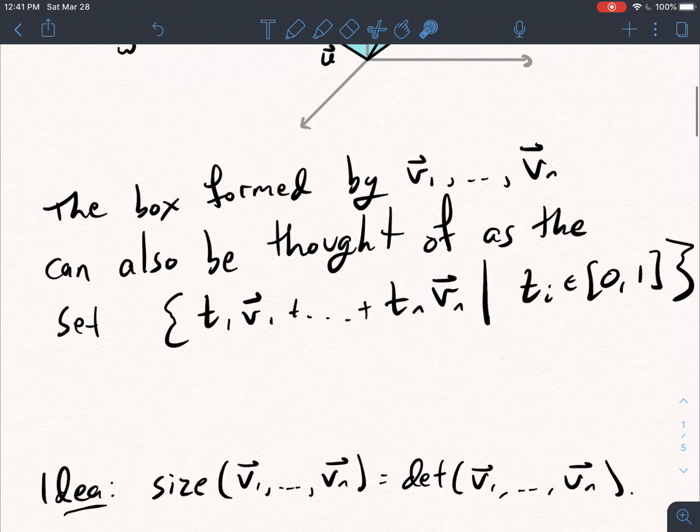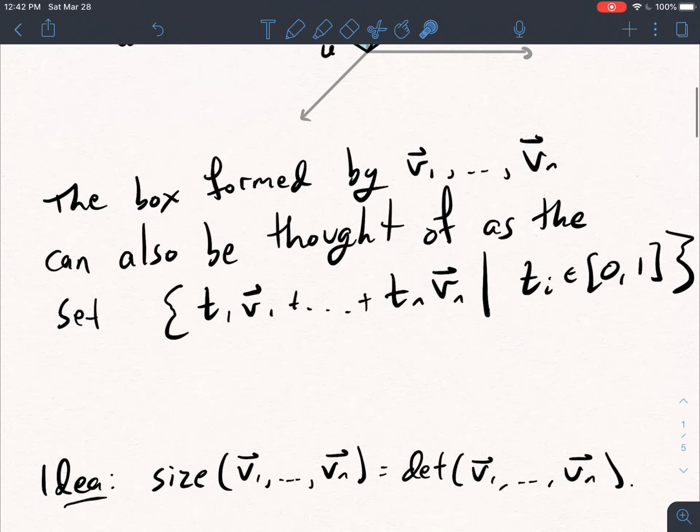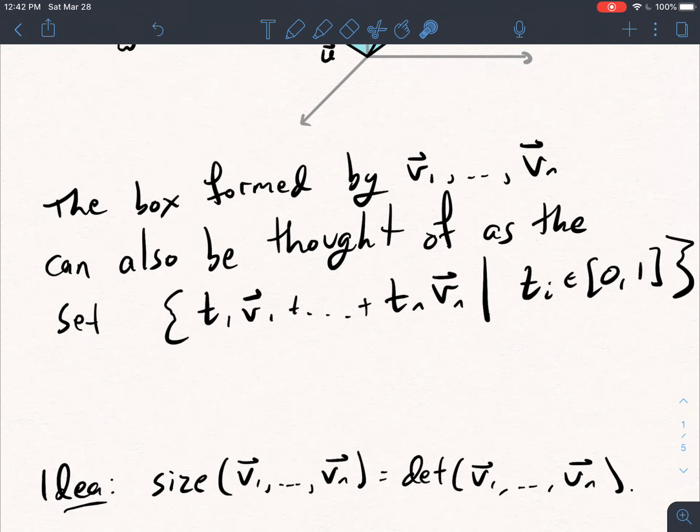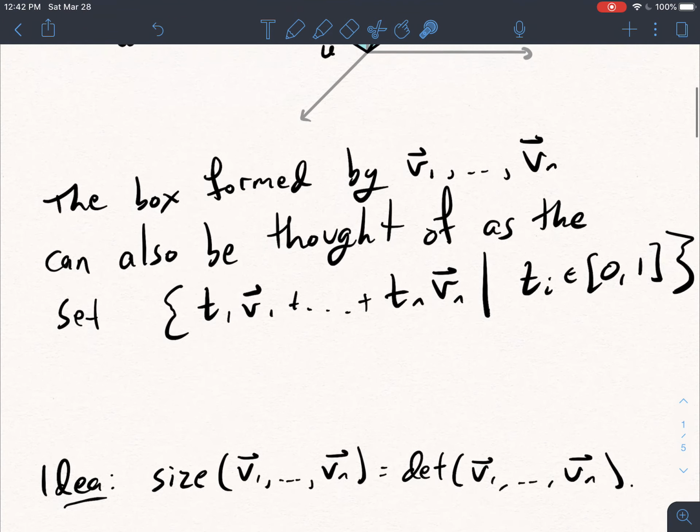So the idea that I want to explore today is that the size, by size I mean for 2 dimensions it would be area, for 3 dimensions it would be volume, but we're just going to call this the size of the box formed by these vectors. And we're going to say that the size of the box formed by these vectors is equal to the determinant of the matrix obtained by taking these vectors and putting them into a matrix. And I want to show you why exactly that would be true.